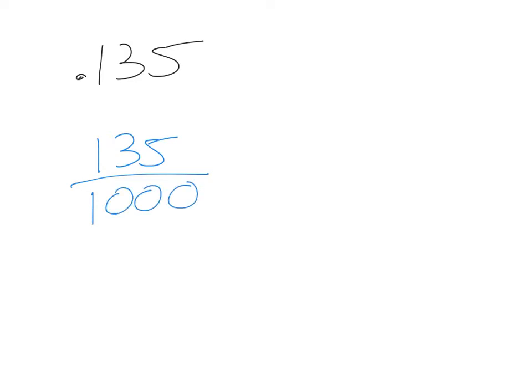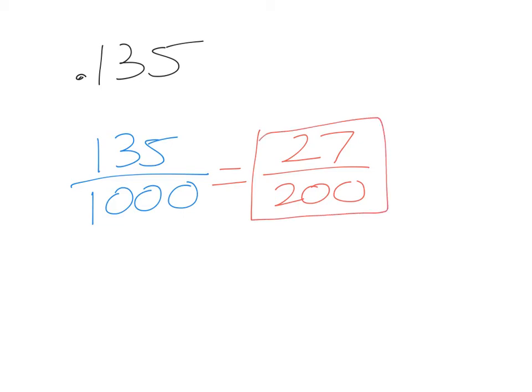All right, you try this one. 0.135. Can you make that into a fraction? Pause the video and try that on your own. If you did it right, you would have started by writing 135 over 1,000, because that is 135 thousandths. And then you would have reduced that by saying 5 goes into both of those, 27 200ths. How many of you got 27 200ths? Good.